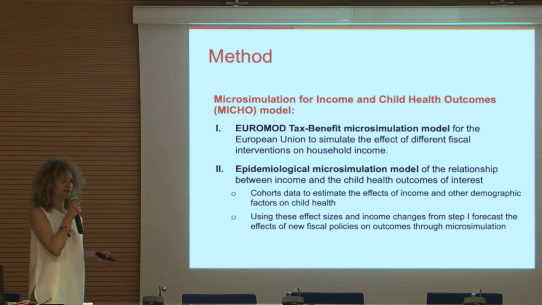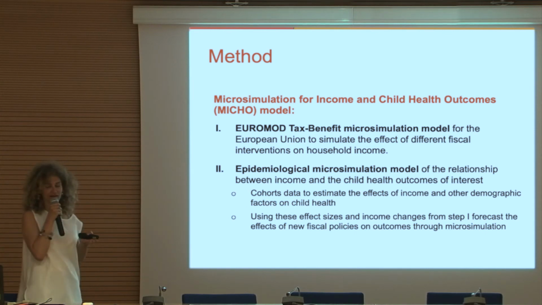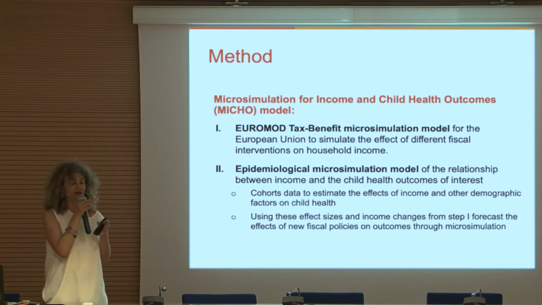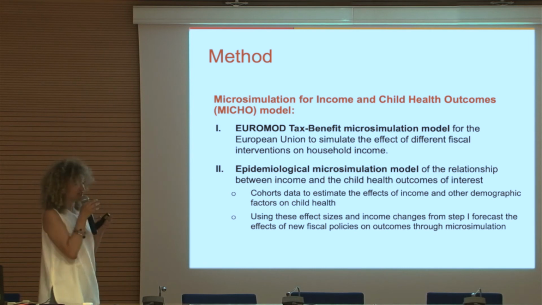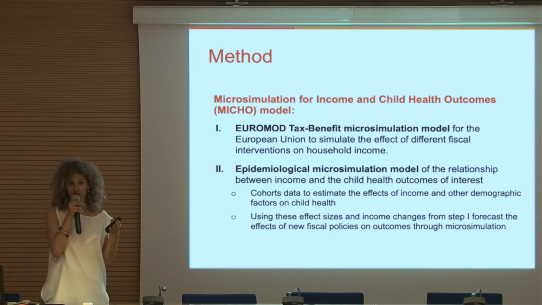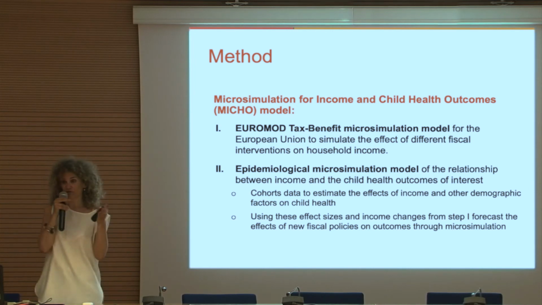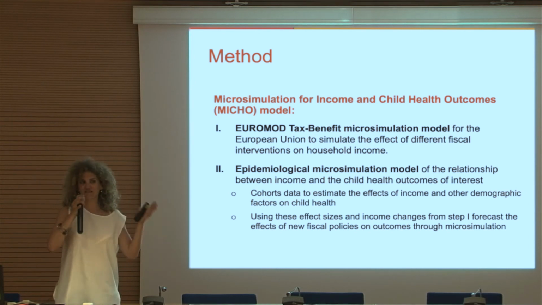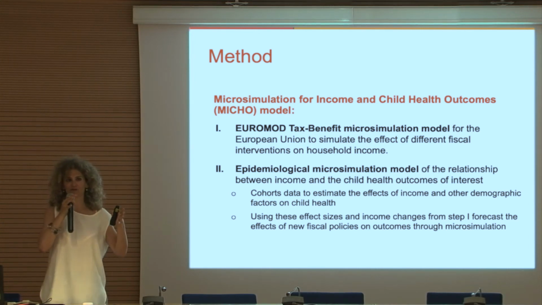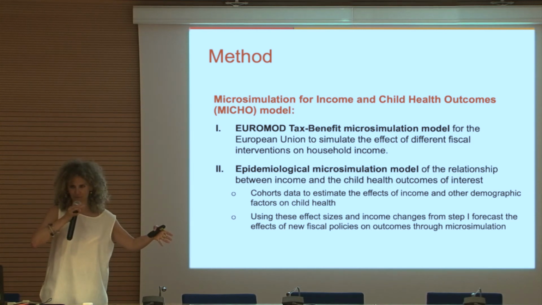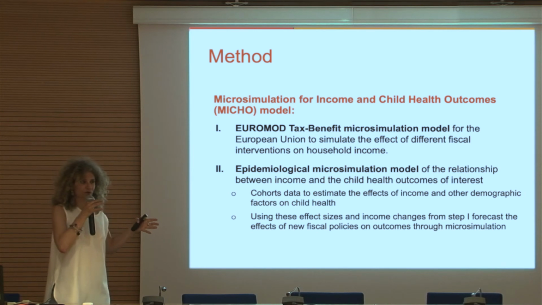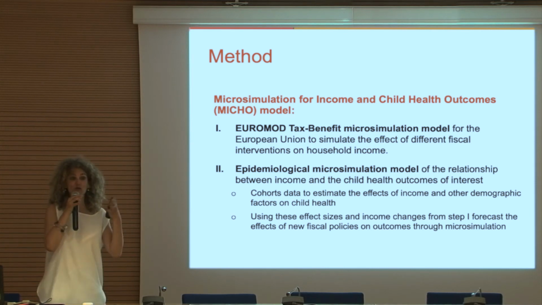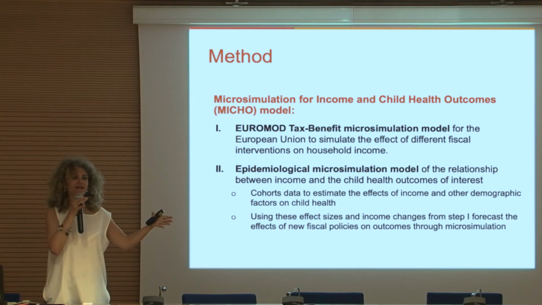We have called this model the Microsimulation for Income and Child Health Outcomes, MICHO, and it is made of two main steps. In the first one, we exploit a well-established tax-benefit microsimulation model called EUROMOD, which is available for almost all the European countries, to simulate the effect of alternative fiscal policies on the income. And we, of course, choose the total disposable household income. In the second step, we related the income to the child health outcomes using our cohort data. For Italy, we used the NINFEA data.